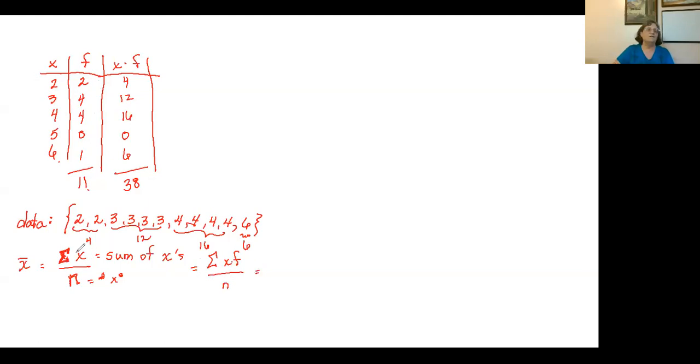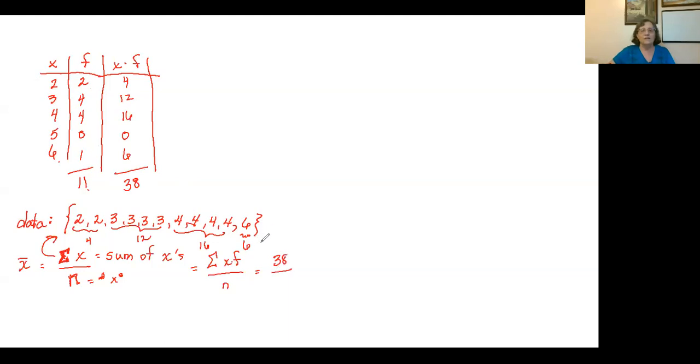This meant not add up the x's, but add up all of these x's one at a time. Whereas this means, so it's not add up this column, but this means add up each x times the number of times it occurred, the xf, which is going to be 38 divided by 11.